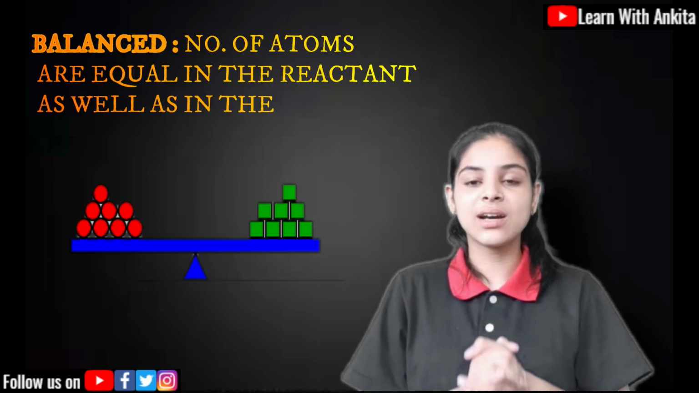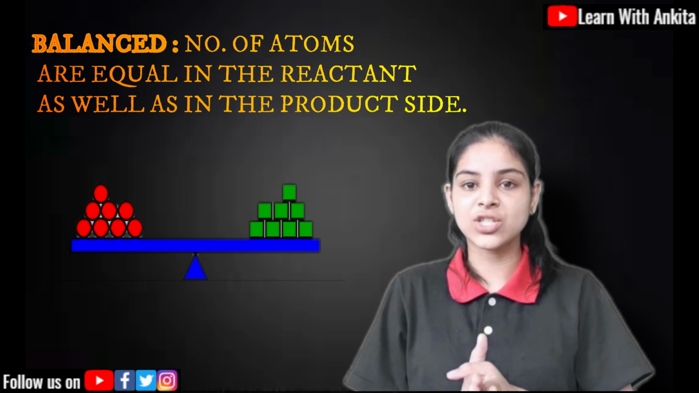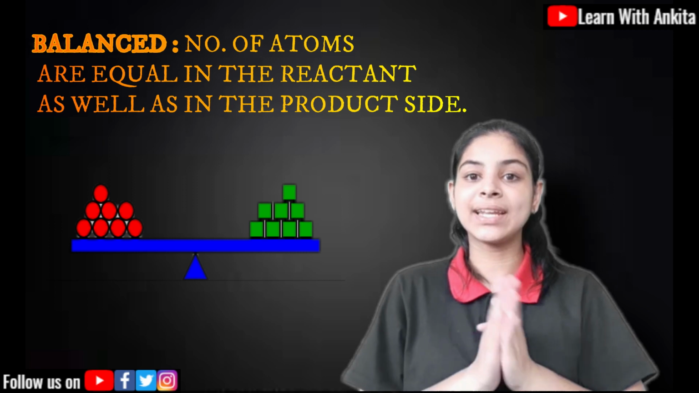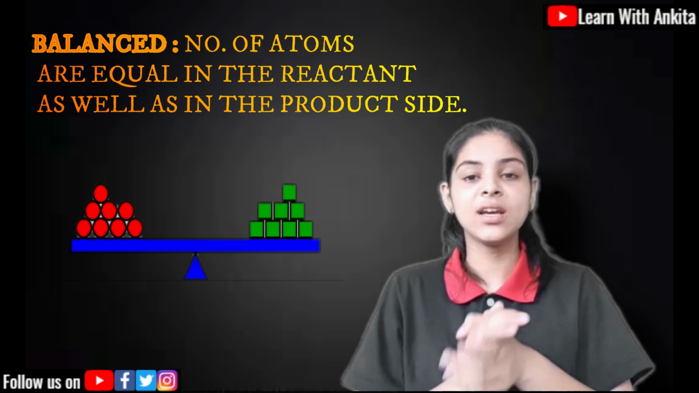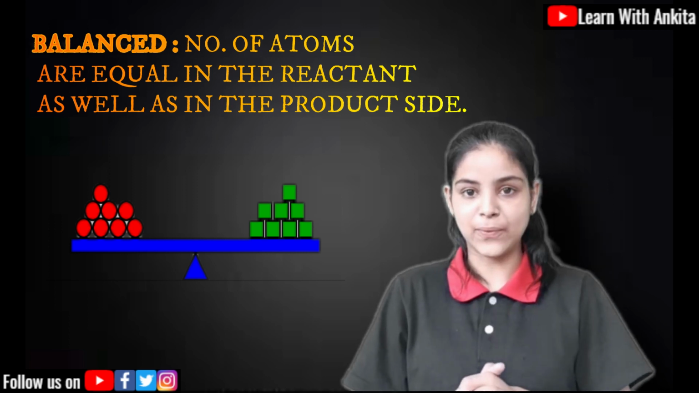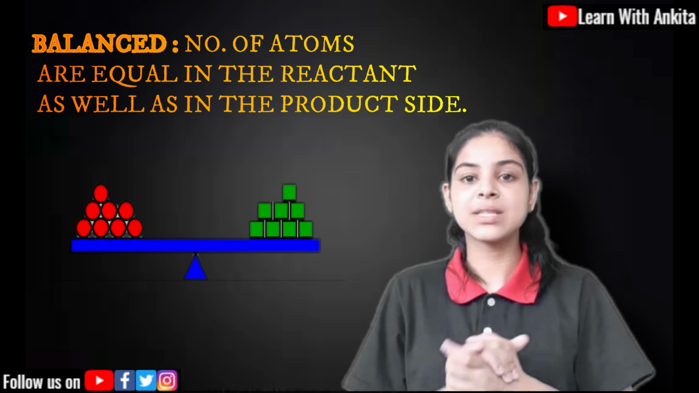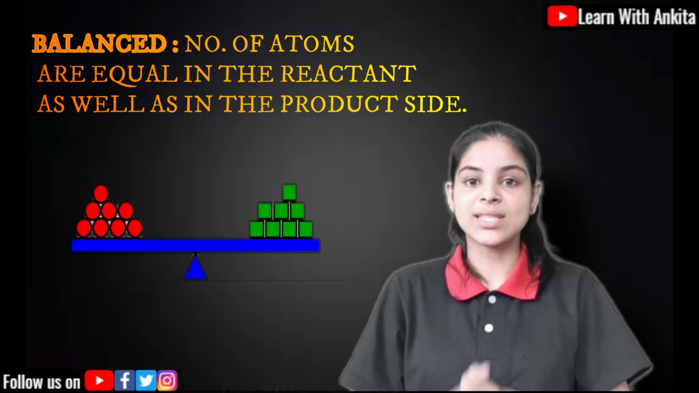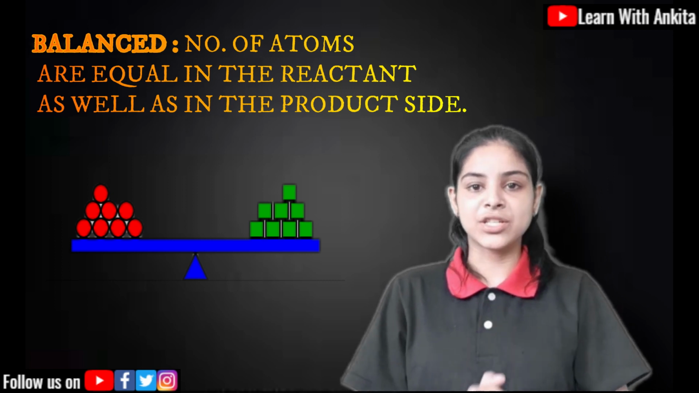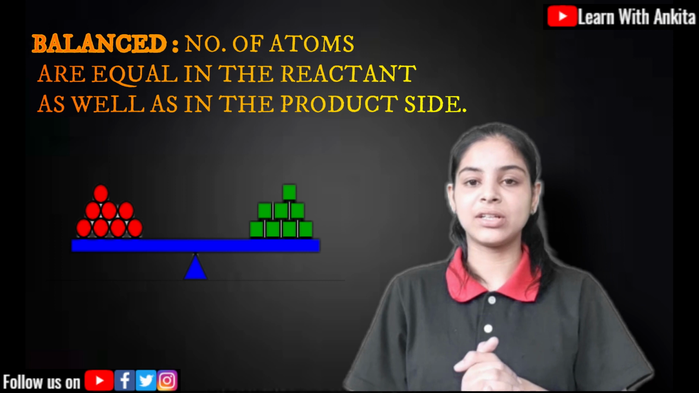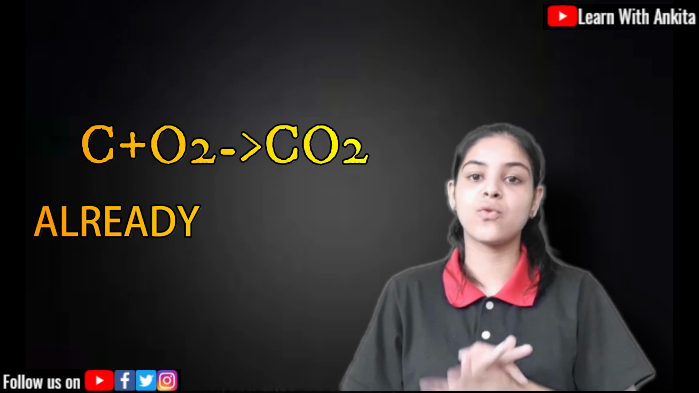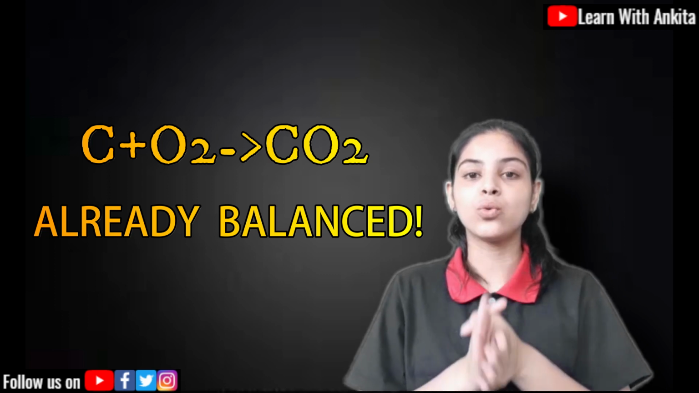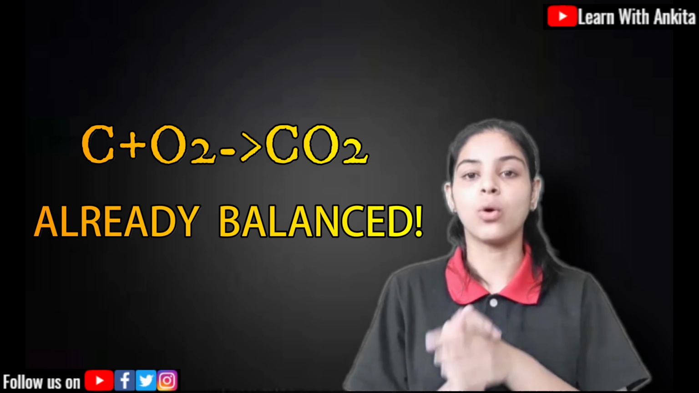What was the definition of balanced chemical equations? Equal number of atoms in the reactant as well as in the product side, those reactions are known as the balanced chemical equations. So I hope guys you have understood that this equation was already balanced. This was to show how to get to know whether an equation is balanced or not.